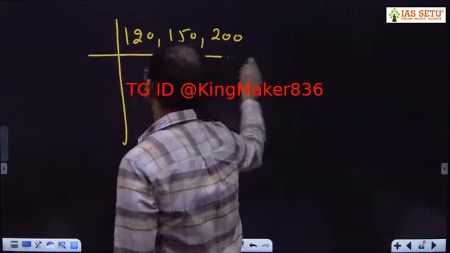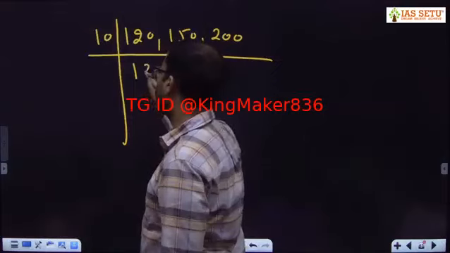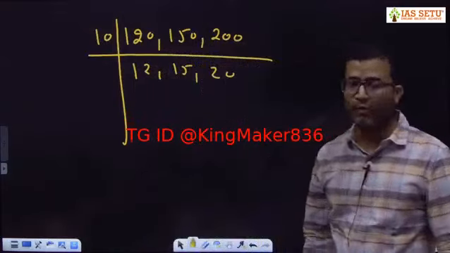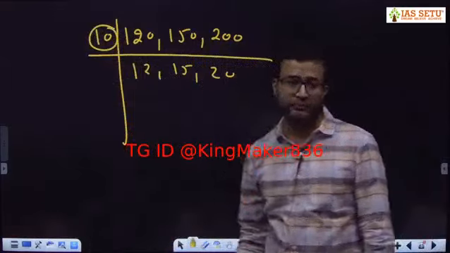Okay, what is your answer? So you directly take 10 common, it is 12, 15, 20, 12, 15, 20, we don't have any common factor from all the number, so it is 10.